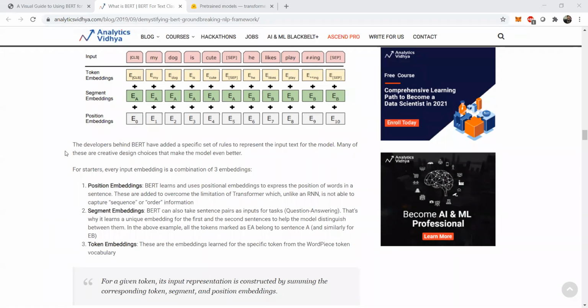Then we have the position embeddings. Now we have learned about position embeddings in the transformer case, where we mentioned that these are vectors created from the position vectors of a particular word or a particular phrase of words in a sentence, in a question, in an answer, or in a context. So essentially, BERT learns and uses positional embeddings to express the position of the words in a sentence. And this is very, very important because, as we recollect, Attention Is All You Need is a very famous paper in the context of NLP.